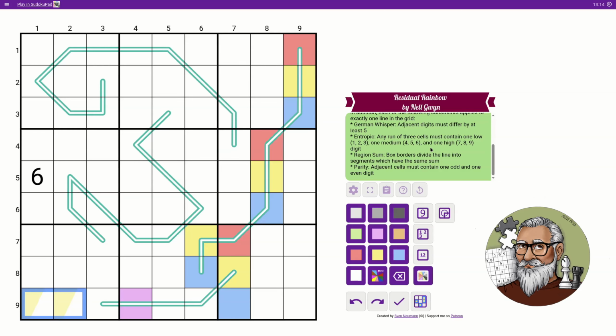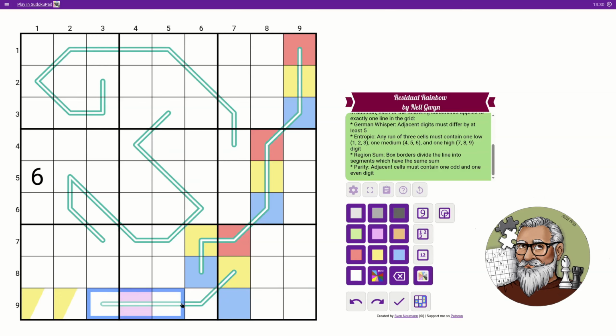What is the other option? Region sum. Not the other option. The other. Region. This isn't region sum. That's interesting. It isn't region sum because this would have to be yellow, right?